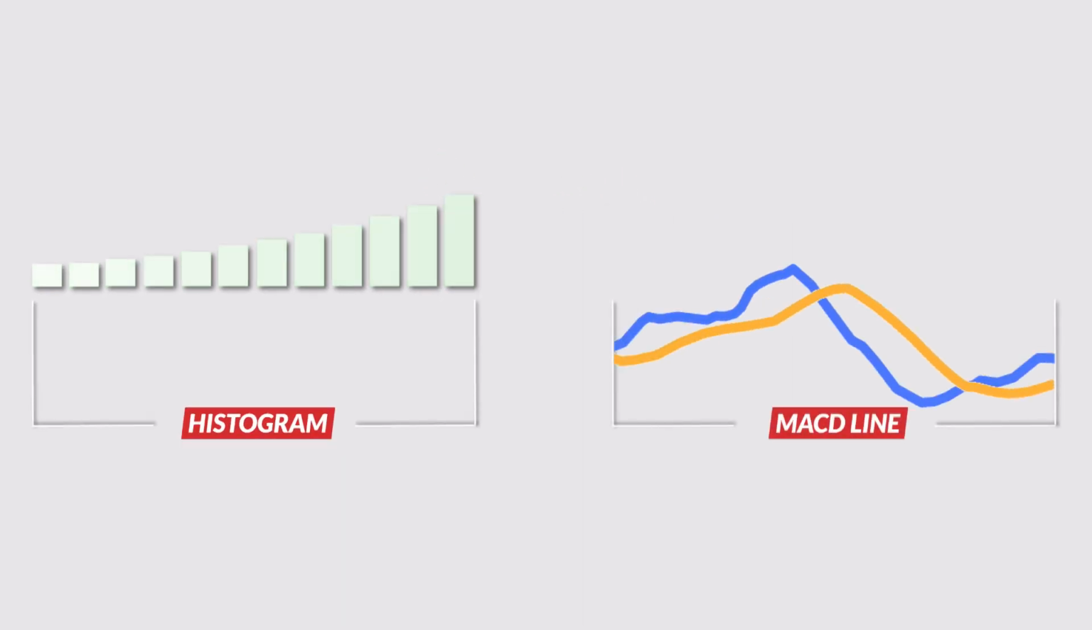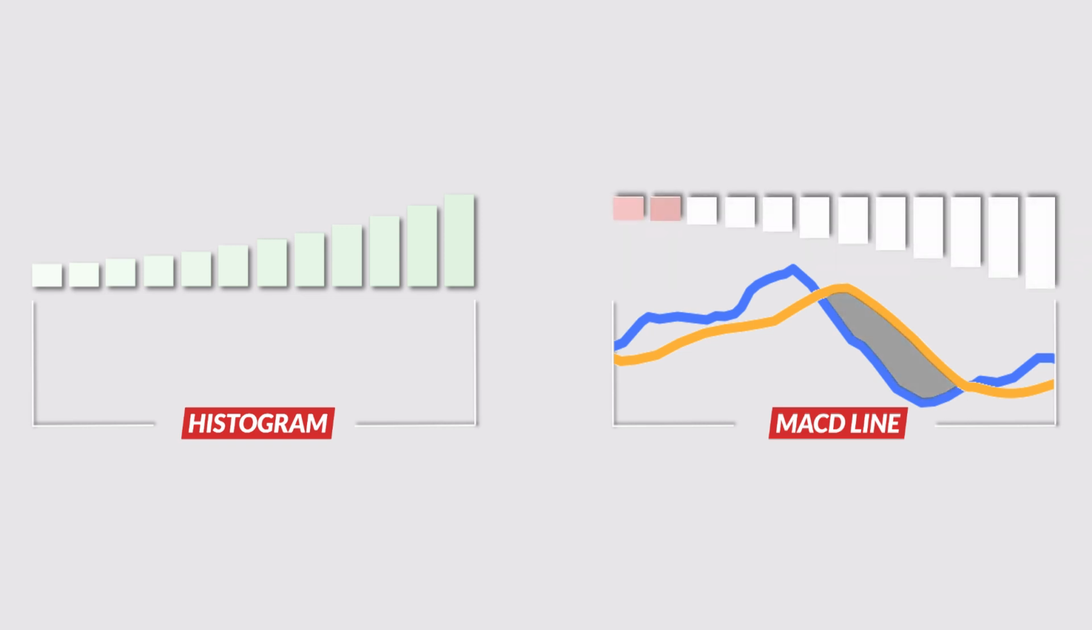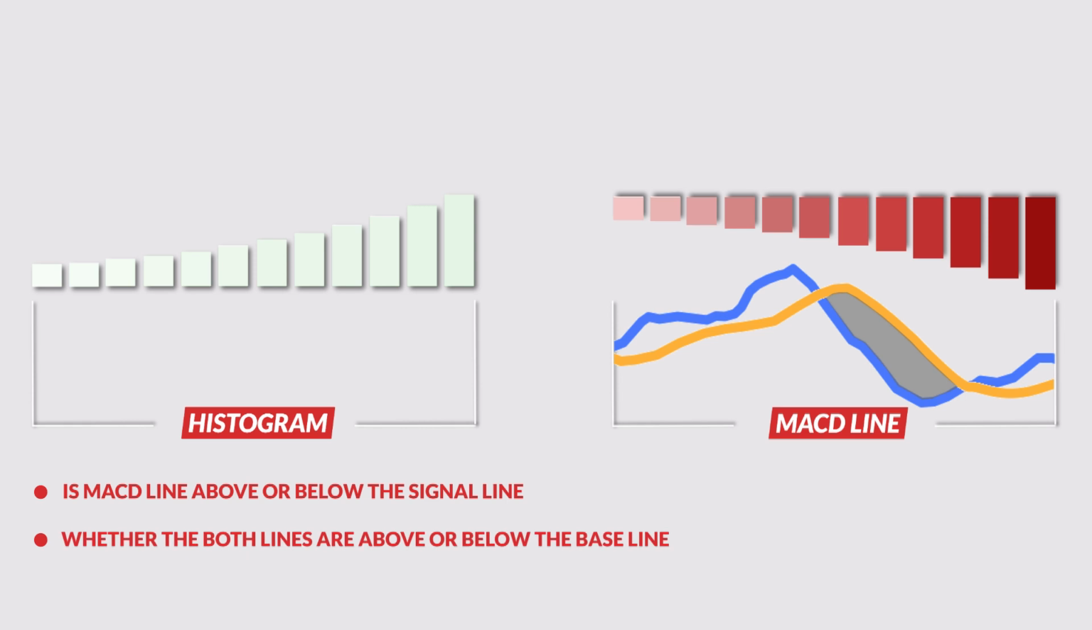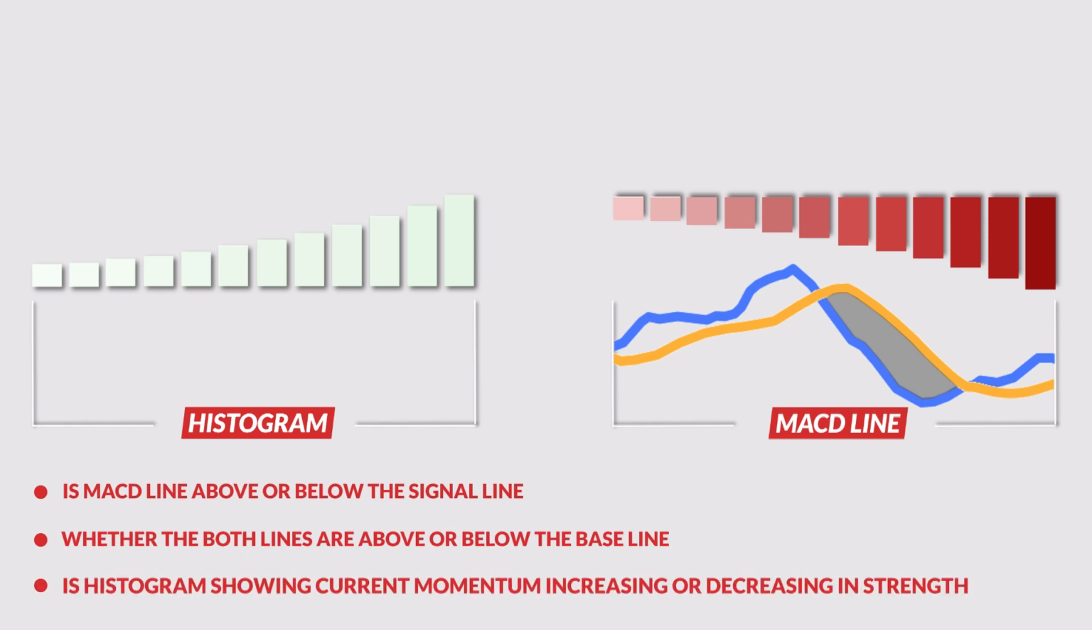Alternatively, when the MACD line is below the signal line, the histogram is negative, which means it is growing downward from the baseline. The negative histogram indicates price is currently trending lower, and the size of the bars of the histogram will represent the current strength of the bearish momentum. When using the MACD in a trading scenario, we want to note whether the MACD line is above or below the signal line, whether both lines are above or below the baseline, and whether the histogram is showing current momentum increasing or decreasing in strength.